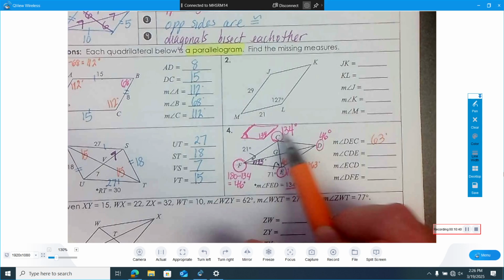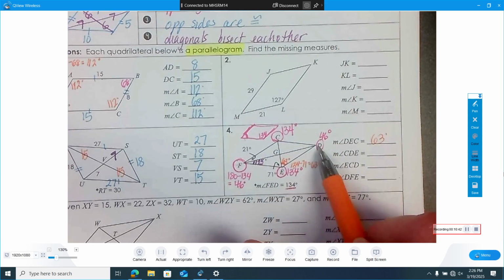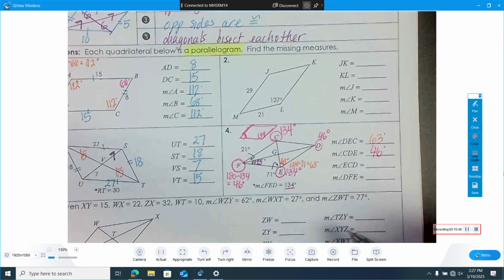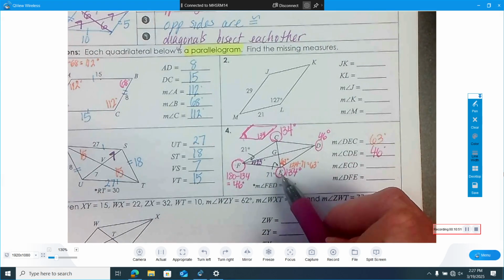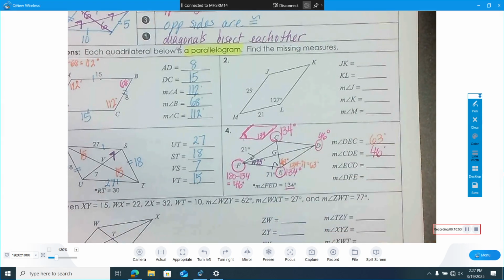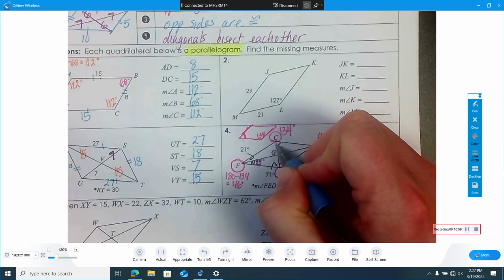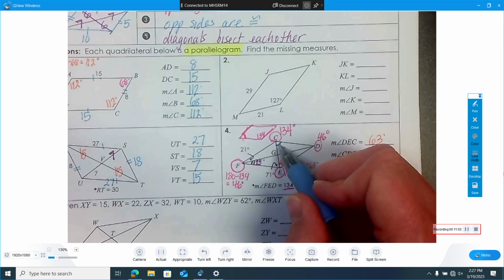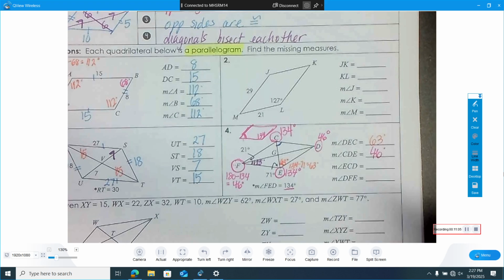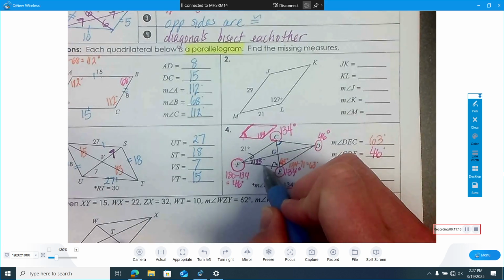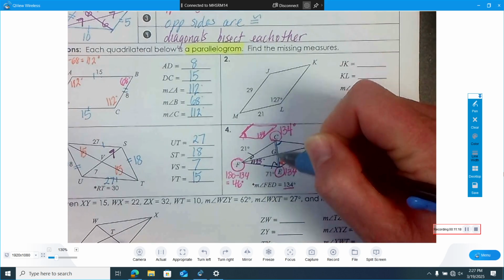CDE. CDE is the whole angle D. The whole angle D is 46. ECD. Oh, ECD. ECD is right here, this angle. How are we going to figure out that blue angle? Same as what other one? 63. Is it the same as 63? 71. 71. All right, here.